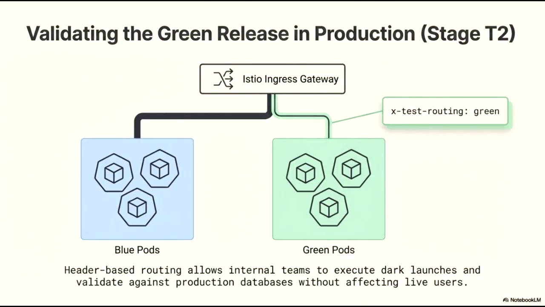As shown in the diagram, the Istio ingress gateway is configured to use header-based routing. This allows us to maintain the existing production traffic on the stable blue pods while simultaneously directing specific requests to the new green pods. By including a custom header, such as x-test-routing-green, internal teams can execute dark launches.